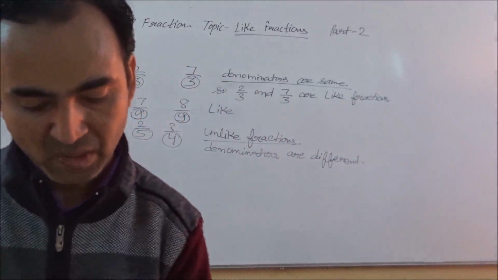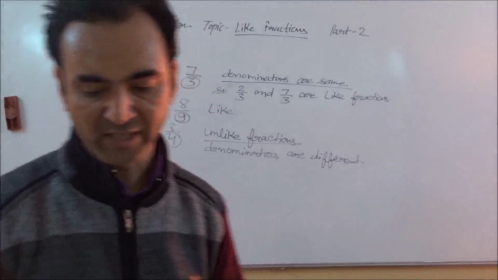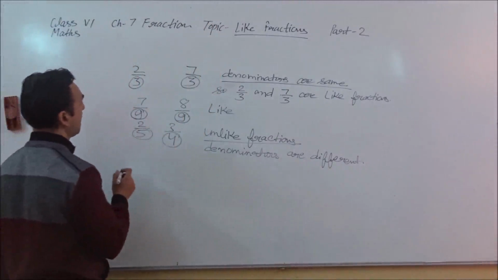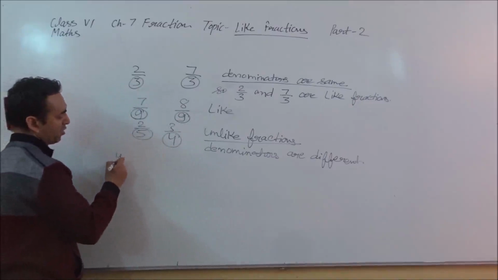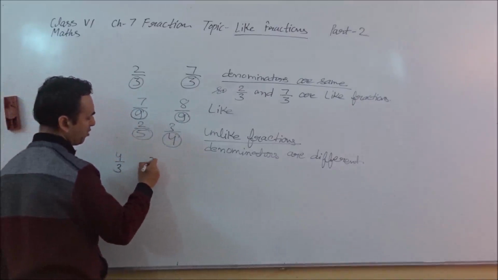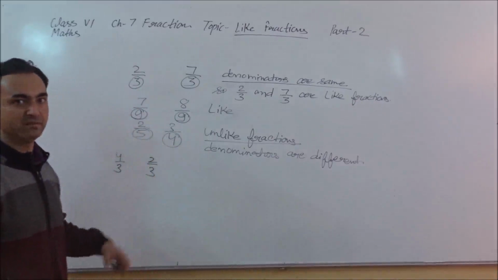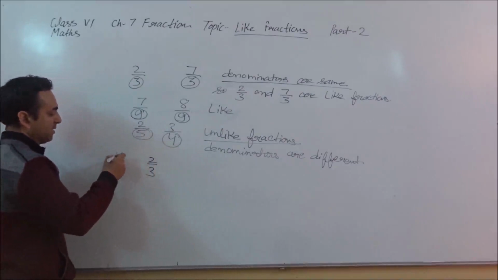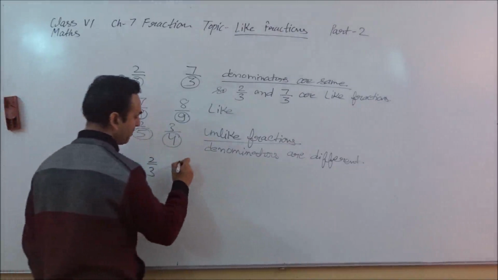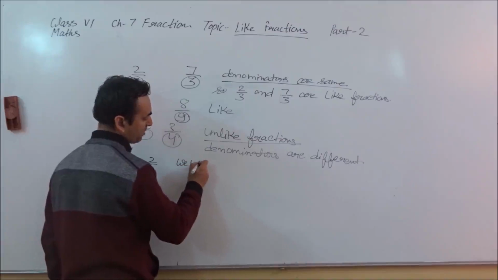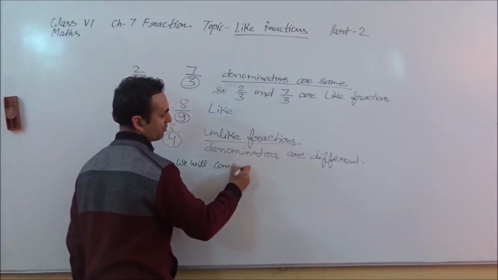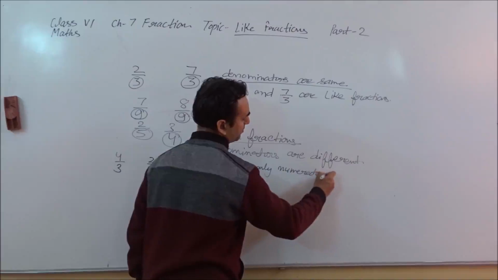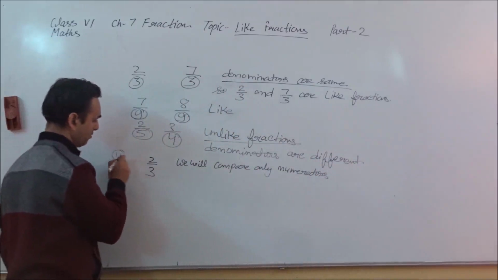Now we will understand how to change unlike fractions into like fractions. And before this, we understand how to compare. Suppose we want to compare 4 upon 3 and 2 upon 3. Compare means which is bigger or which is smaller. So you can see here that we will compare only numerators.